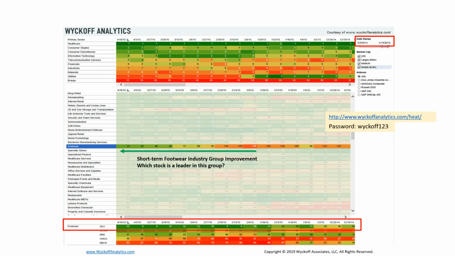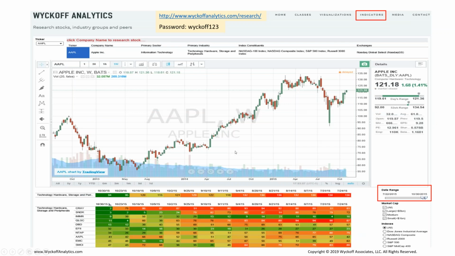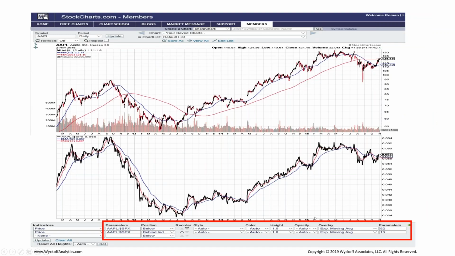I'm also showing you different tools, so I want you to get comfortable with those. So go to our website, use the password, play around with the heat map, play around with the research page, then go to stock charts, play around with the relative strength line, create one. I'm showing you how.